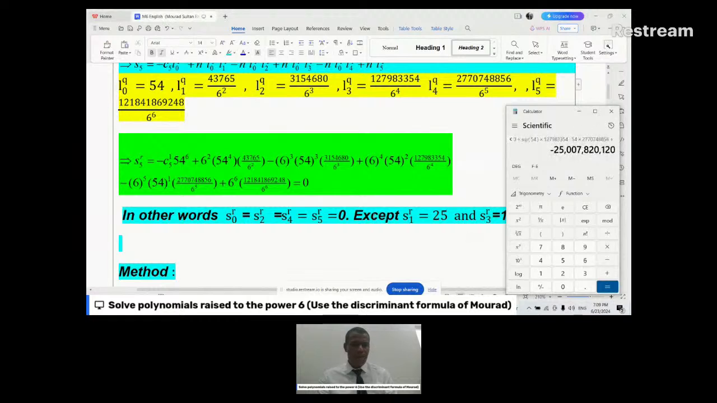Plus, learners, you can see that 6 raised to the power 6 divided by 6 raised to the power 6 is 1. Just write this. The last term, which is the last coefficient, it will be 121,841 million 869,248. Therefore, I will put a positive sign.